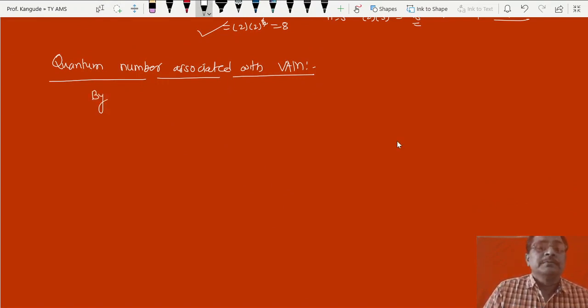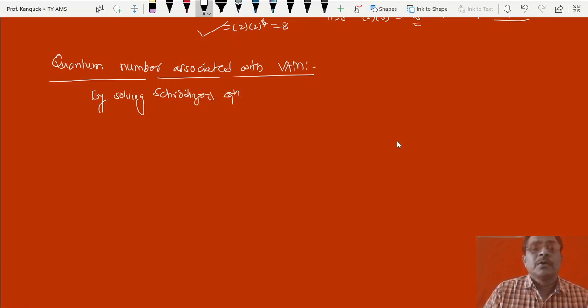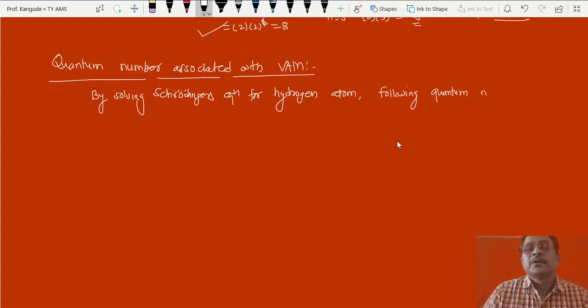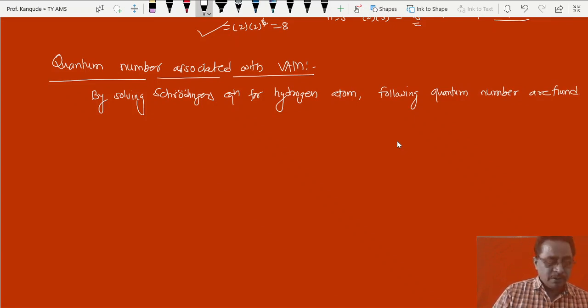By solving Schrodinger's equation for the hydrogen atom, the following quantum numbers are found, with certain restrictions. Okay, what are these?